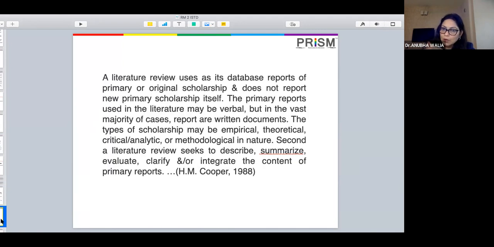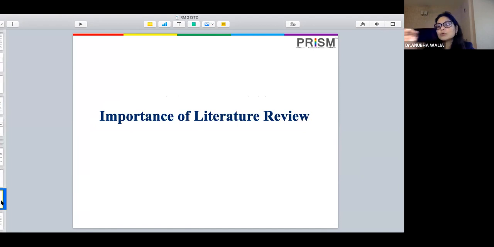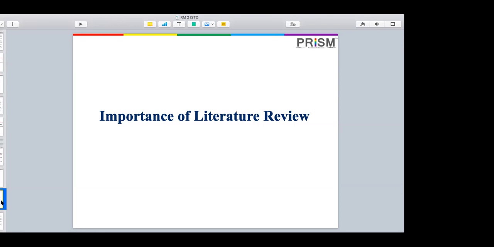And I'm not going into the definition and all that, you can go through it. So if I have to ask you, what can be the importance of literature review? How will it benefit? Who can help me to know that? What can be the benefit? We will make sure that we don't repeat the same thing that has been done.